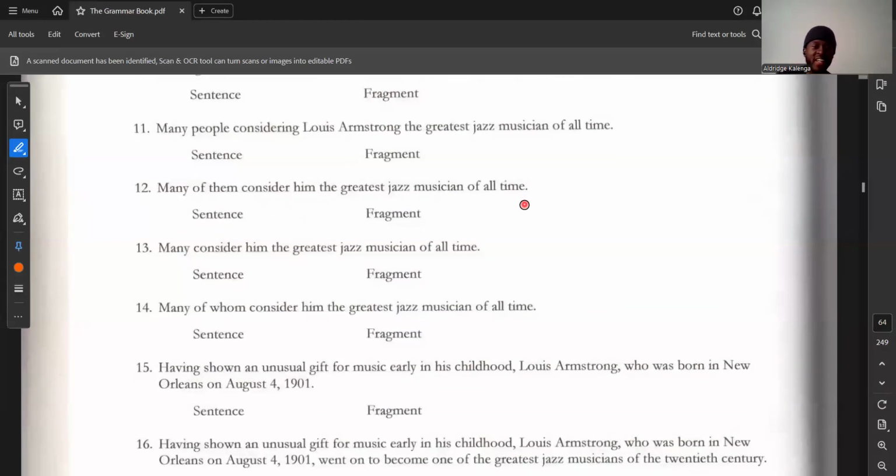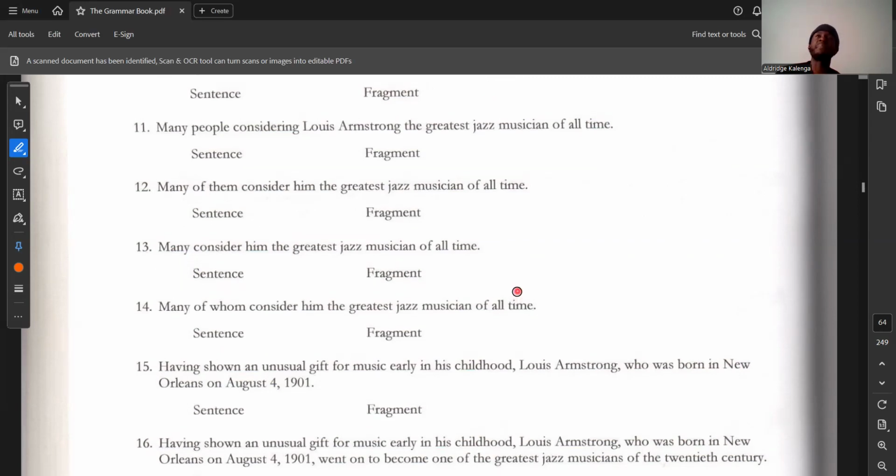Let's do it. Okay. So 11. Many people considering Louis Armstrong the greatest jazz musician of all time. Fragment. Let's go. Okay, that's again 100% correct. Because it's like many people considering Louis Armstrong the greatest jazz musician of all time.